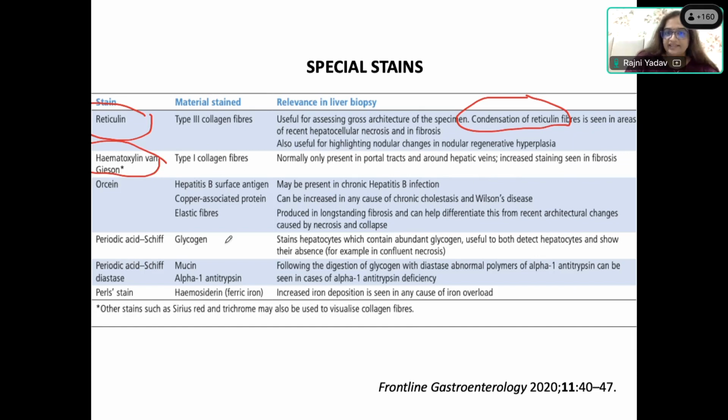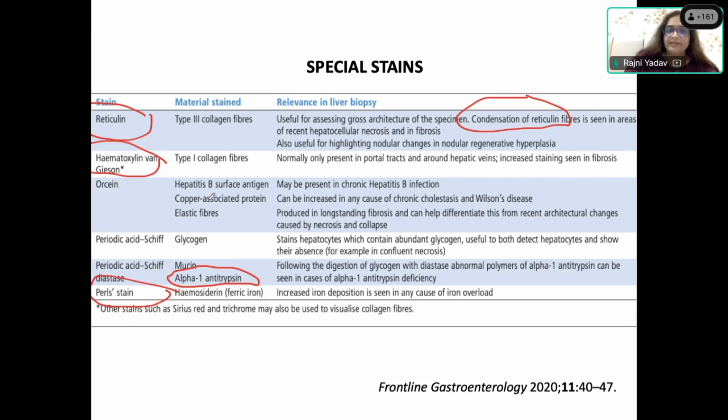So PAS will stain the glycogen, but PAS positive diastase resistant material is important to identify. In alpha 1 antitrypsin deficiency, you see inclusions which are PAS positive and diastase resistant. So that's why you want a PAS with diastase in the liver biopsies. Then if you have some hemosiderin deposition, you can do a Pearl's Prussian blue stain.